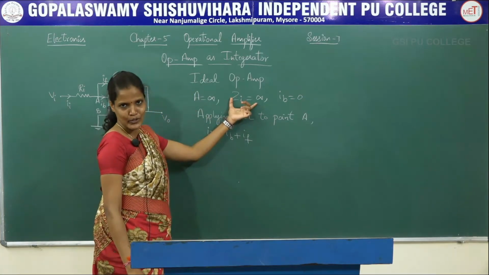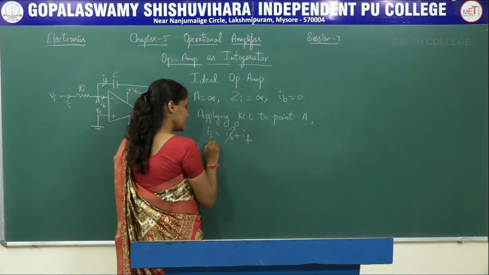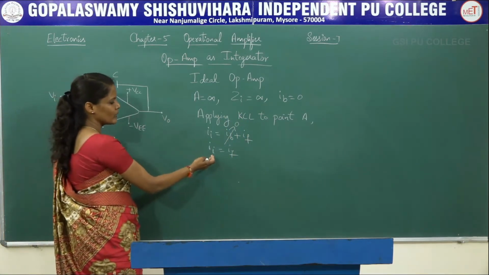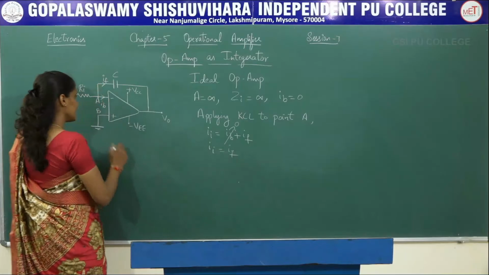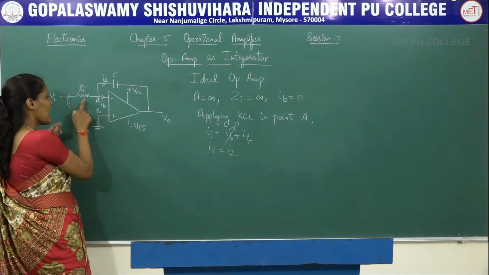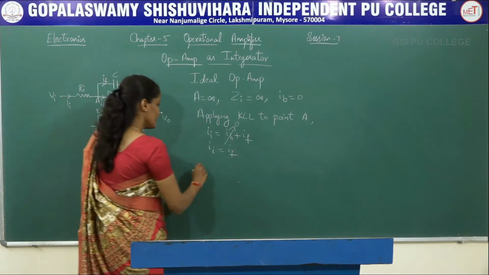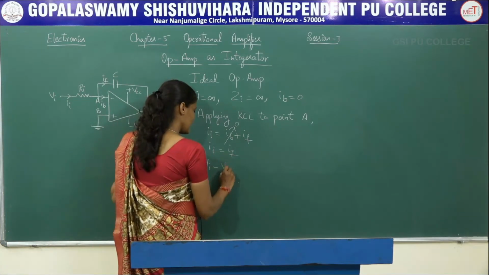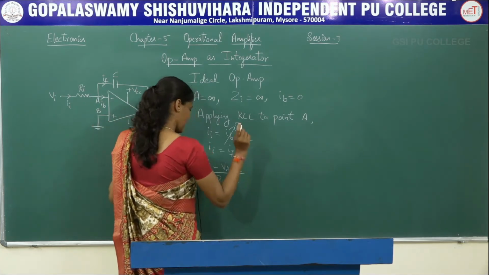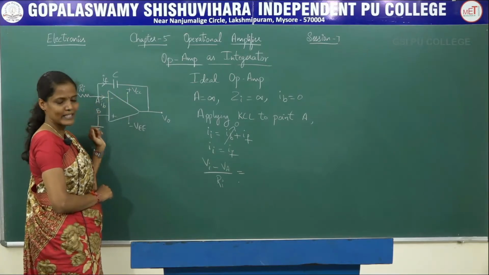But since the input impedance value is equal to infinity, IB is equal to 0. II is equal to IF. Now let us try to write the formula for current in terms of voltage and resistor. II is nothing but the current which is flowing through the resistor Ri, between these two terminals. So Vi minus Va divided by Ri is equal to IF, which is nothing but the current which is flowing through the capacitor C.